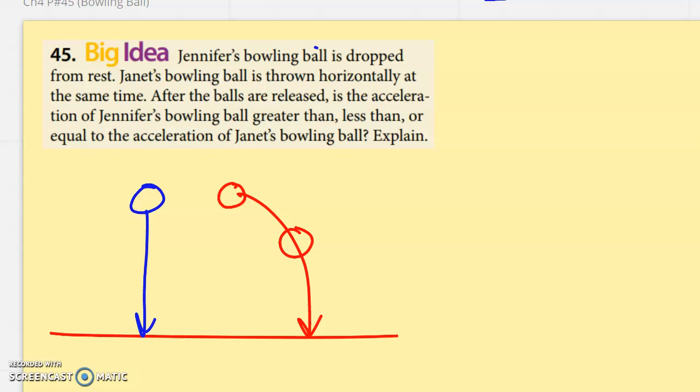Now, if you took the ball at any moment and did the free body diagram for it, remember this is the forces, the only thing you'd see on either one of the balls is gravity acting down. And because gravity is the only force acting on it, that means the acceleration is going to be the same. And that's why they end up hitting at the same time. So acceleration is going to be equal for both of the balls.